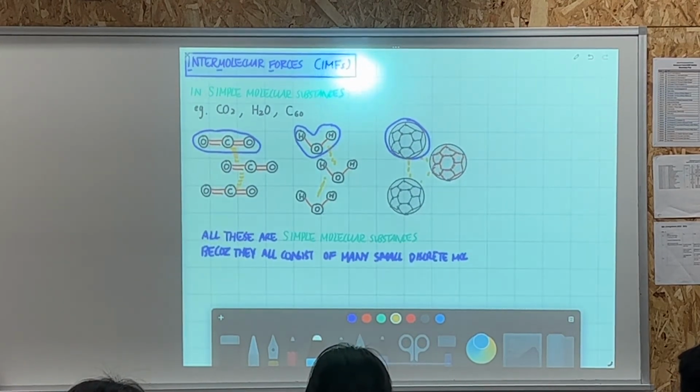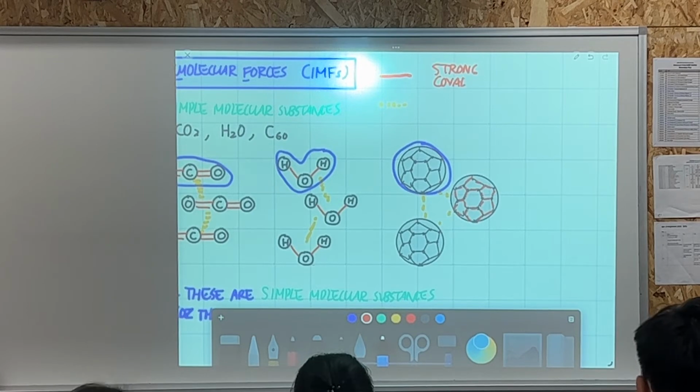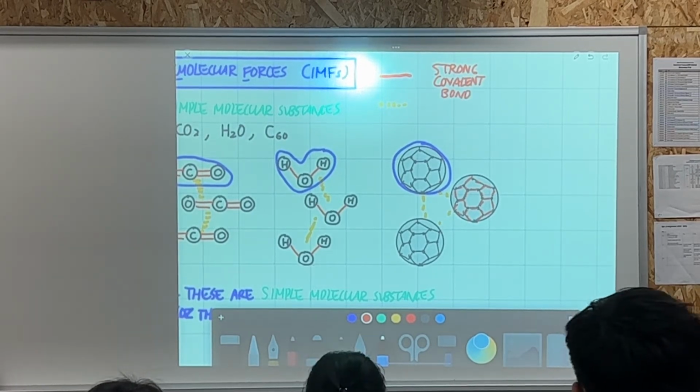And then we will draw a key on the side. What does the orange solid line and the yellow dotted line represent? The orange line represents strong covalent bonds. So write this down: strong covalent bonds. Where do you find this? Is it within a molecule or is it between molecules?